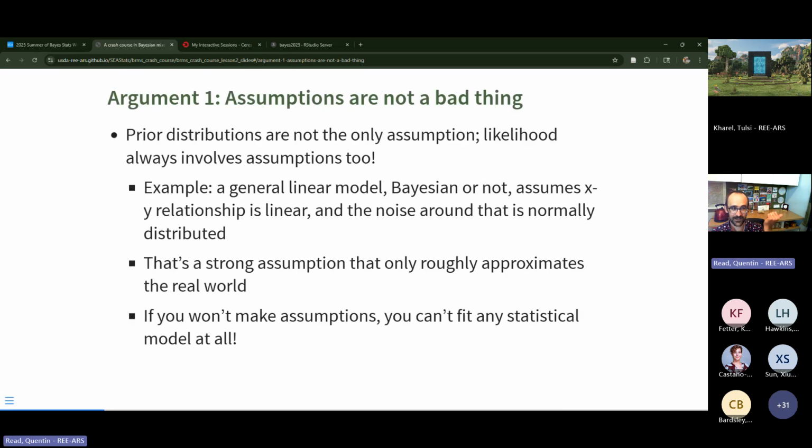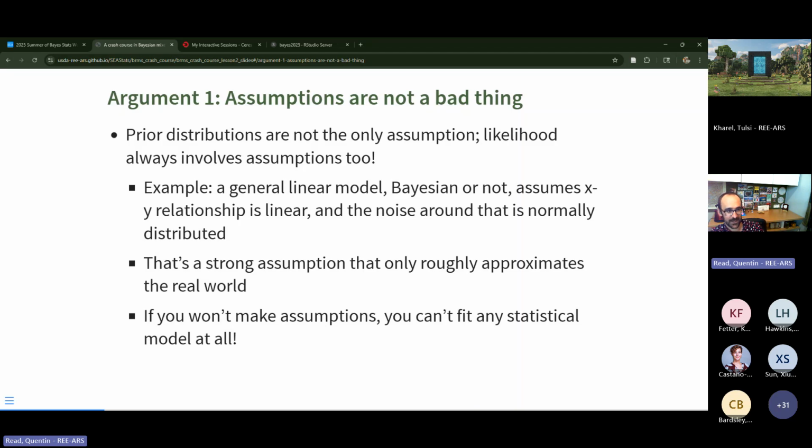Well, number one, yes, priors are a subjective assumption, but all statistical analysis involves assumptions, even if it's just based on likelihood. Let's say you're fitting a linear model, not Bayesian, any kind of linear model. You are making a lot of assumptions. You're assuming the relationship between X and Y is linear, that if X increases by a certain number of units, Y increases by a proportional number of units, right? So that's a pretty strong assumption.